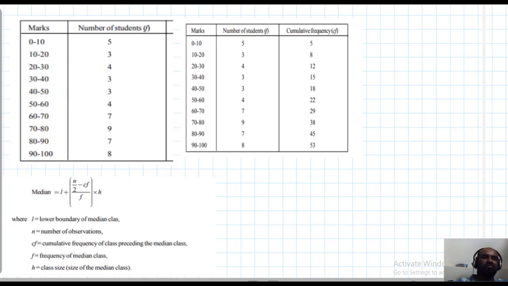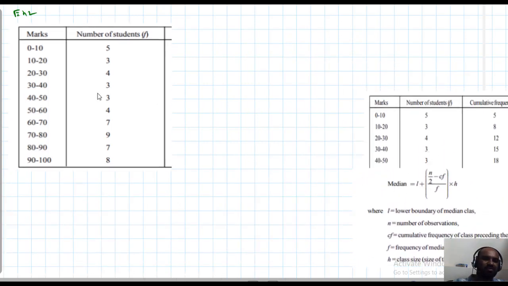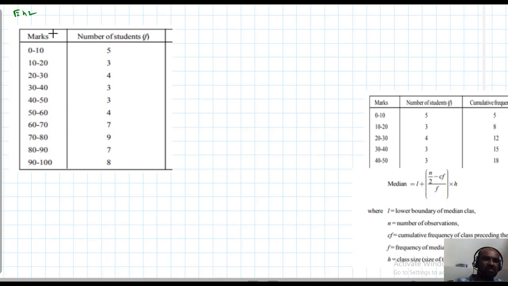Okay students, one more problem is given here. We want to find the median of the data with class intervals. Example 2. Median of the grouped data with class intervals. Assume, students, for example, this is the problem. I don't want to explain all these things. So this is the problem. Assume these are the marks and number of students.